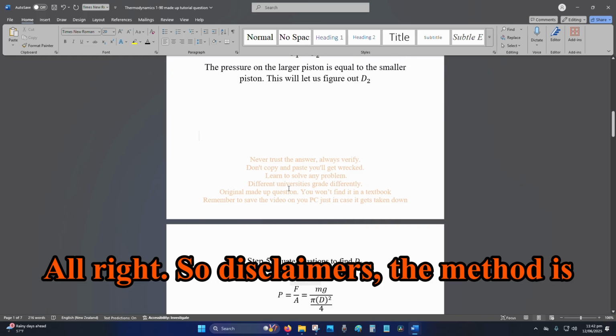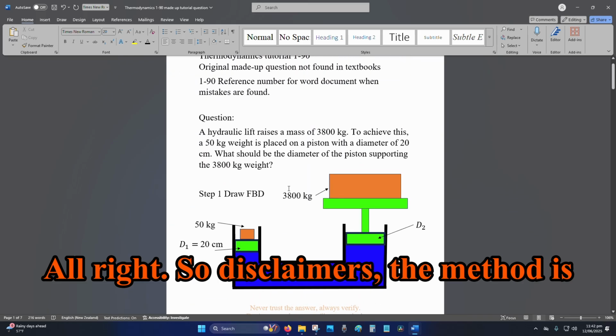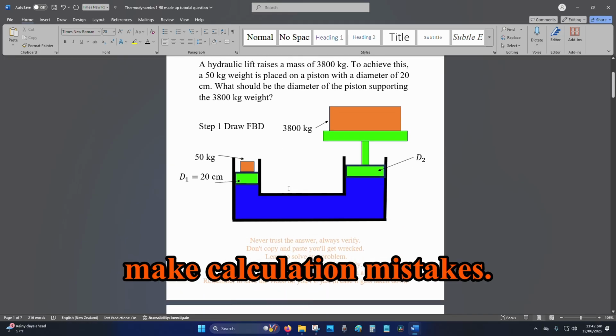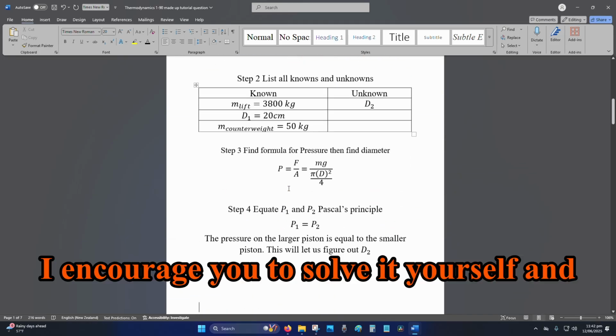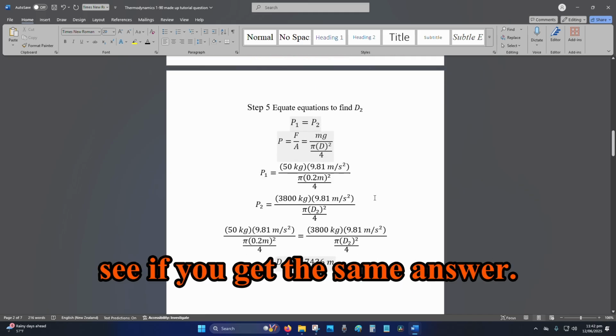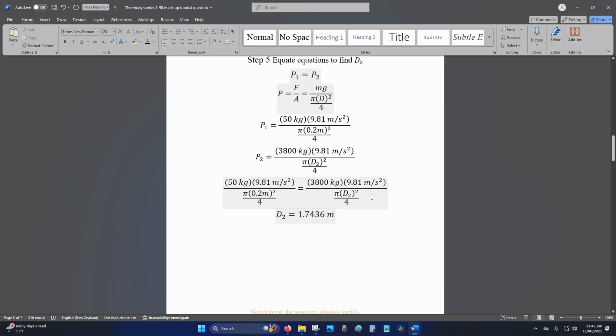Alright, so disclaimers. The method is correct. However, I do make calculation mistakes. I encourage you to solve it yourself and see if you get the same answer.